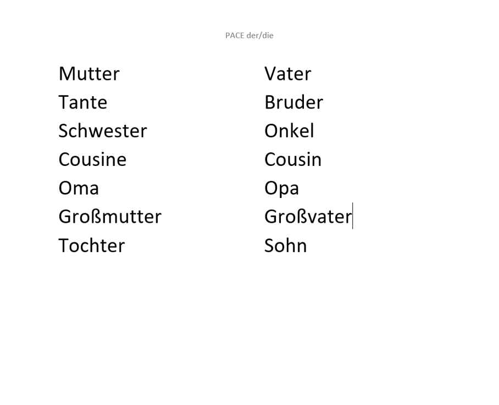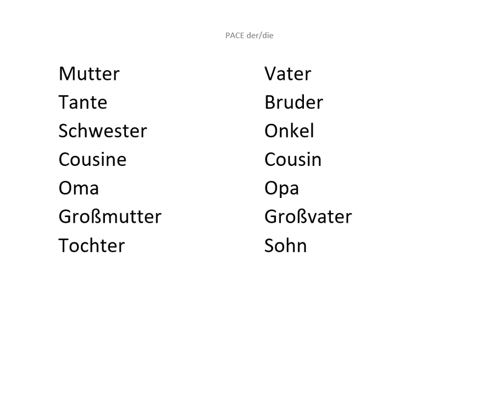Alright, I have two lists of words right here. I'm going to read through them and I want you thinking about what is the difference between each list of words. Mutter, Tante, Schwester, Cousine, Oma, Großmutter, Tochter. And the other list: Vater, Bruder, Onkel, Cousin, Opa, Großvater, Sohn. Give you a minute.